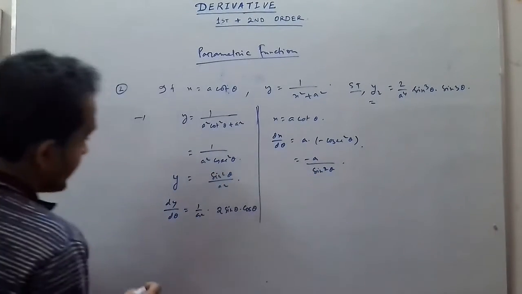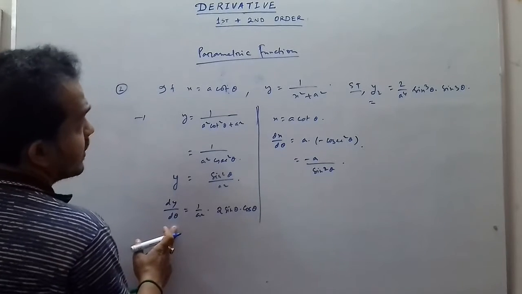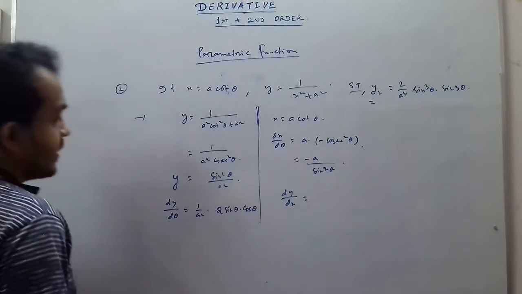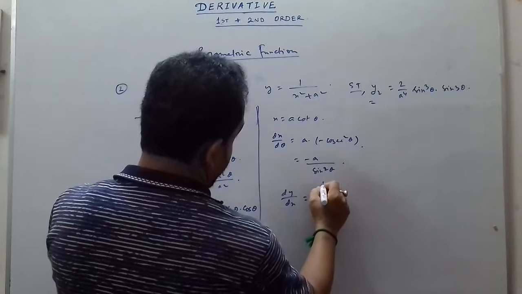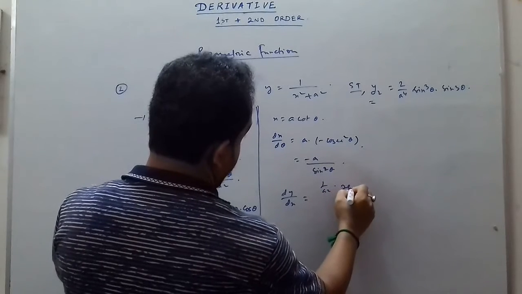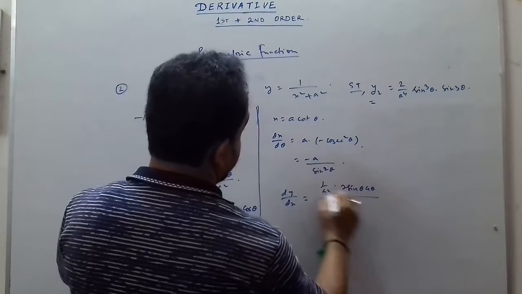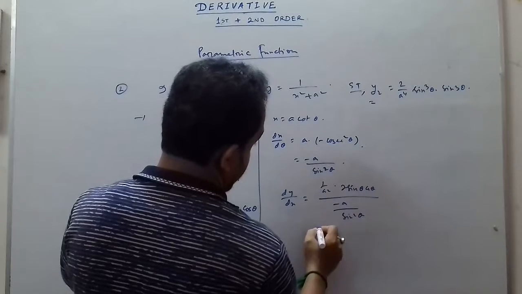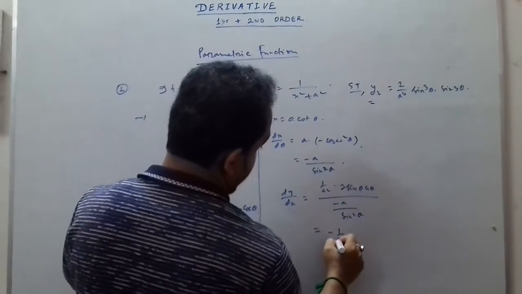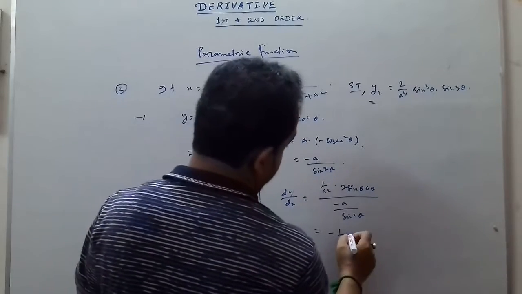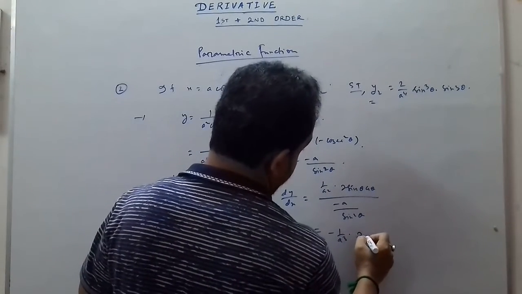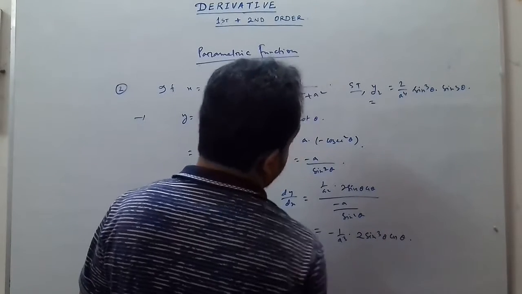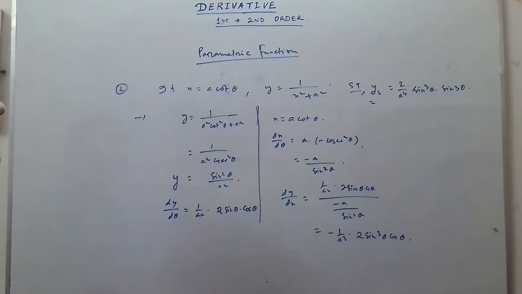Now dividing dy by d theta, we need to find first dy by dx. What is dy by dx? dy by dx is equal to 1 over a square into 2 sin theta cos theta divided by minus a over sin square theta, that is minus 2 over a cube into sin cube theta into cos theta. This is dy by dx.